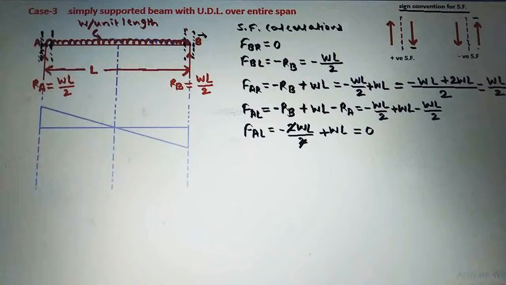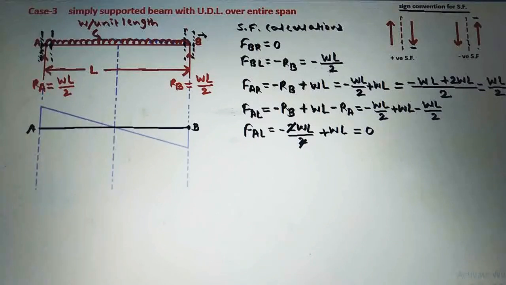To draw the shear force diagram, first we will draw the baseline here. See, this is the baseline. Then we will write here, this is B point, this is A point. Now we will plot the magnitudes here. So right of B, the shear force is 0, so that will be on the baseline here.